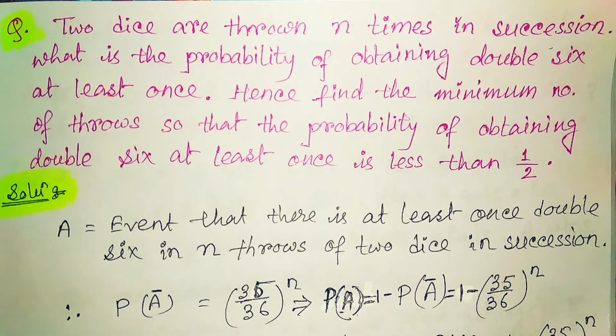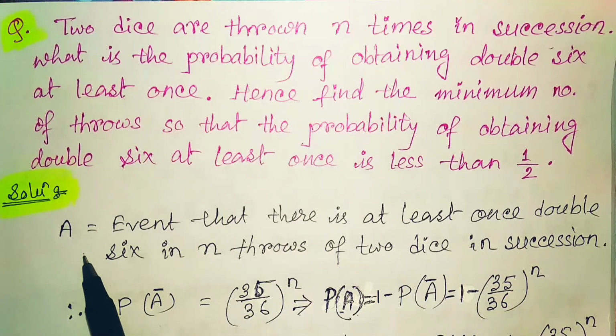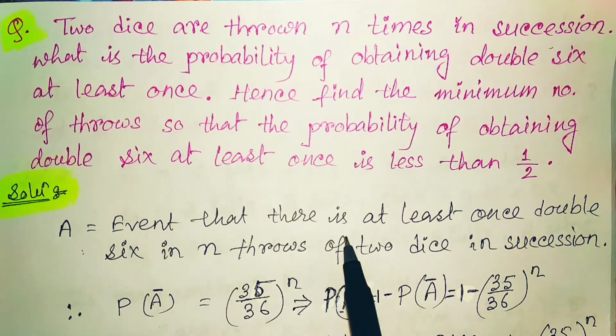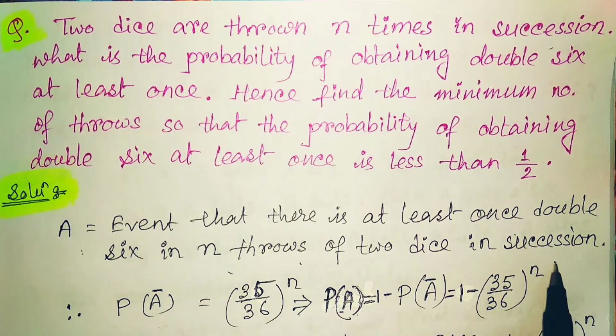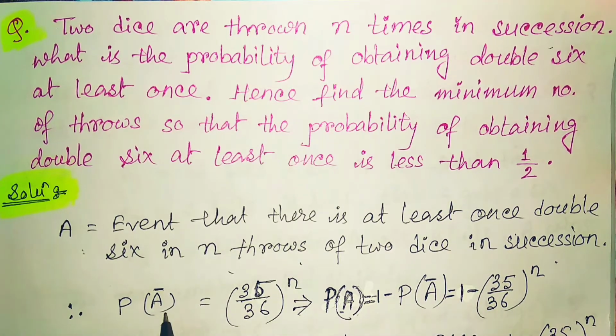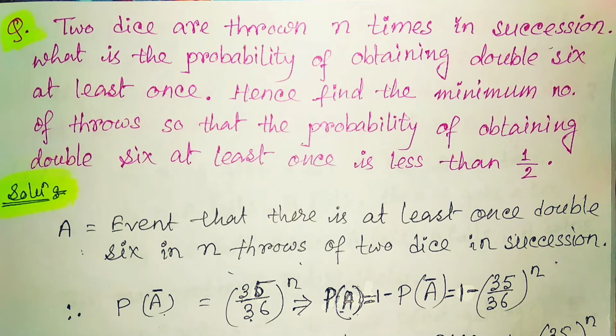will appear. So first of all, let one event A be there, so that event A will represent that there is at least one double 6 in n throws of two dice in succession. Therefore its complement means that no double 6 appears on both the dice. So its probability is 35 by 36, because if two dice are thrown, then the total sample space is 36. Out of that, only one sample point contains 6 on both the dice.